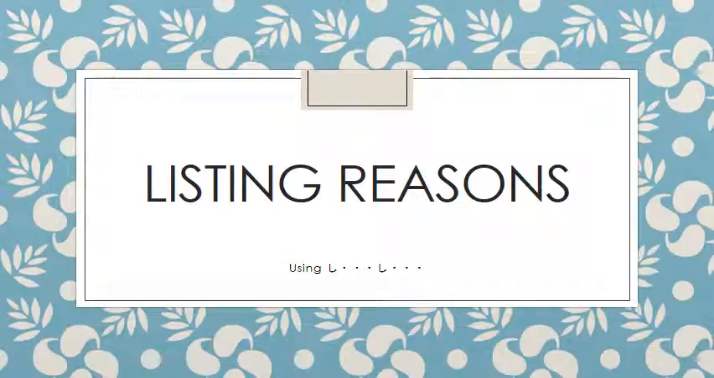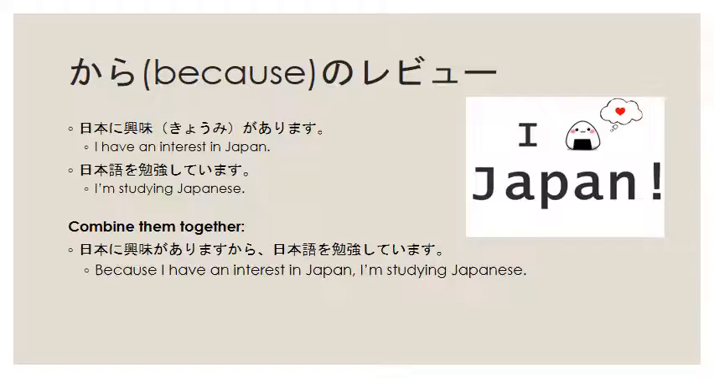皆さん、こんにちは。今日は し について発表します。し とは、listing reasons の時に使います。とても役に立つ文法です。はい、じゃあ、まずは、から、because のレビューが必要です。例えば、I have two sentences.